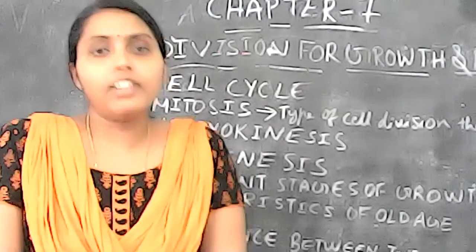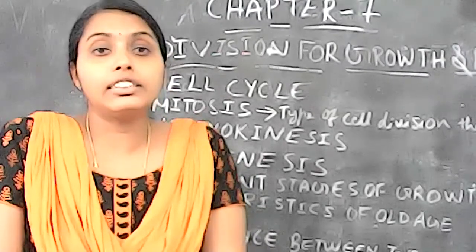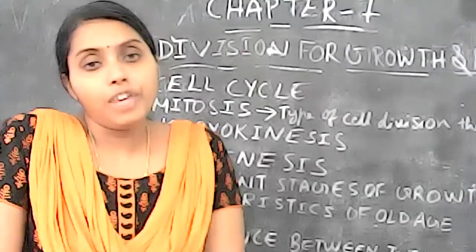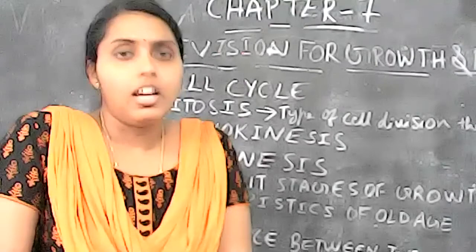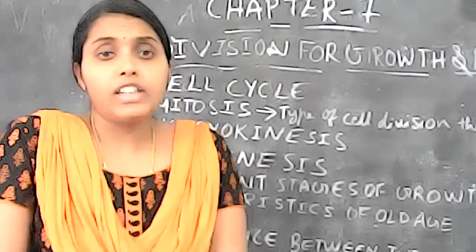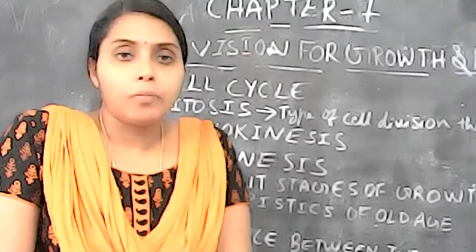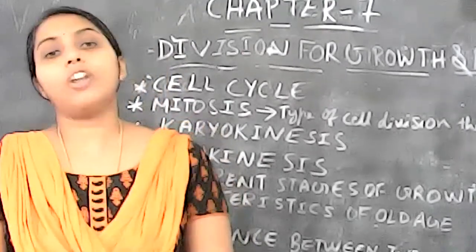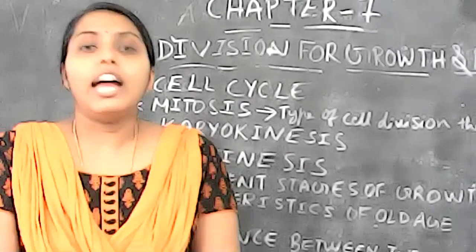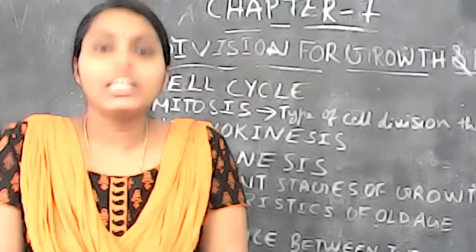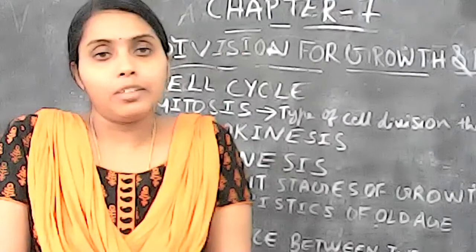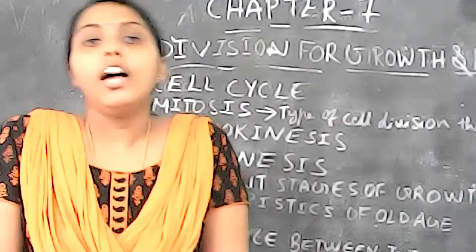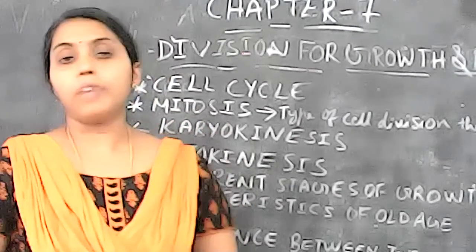So the cell cycle consists of two phases, which are the division phase and the interphase. And division phase means what? Division of the nucleus and the cytoplasm. Division of the nucleus is known as karyokinesis and division of the cytoplasm is known as cytokinesis. Division of the nucleus takes place in 4 steps in mitosis.